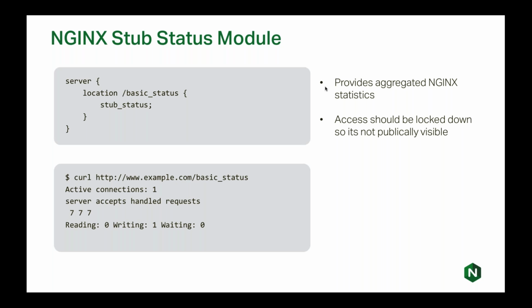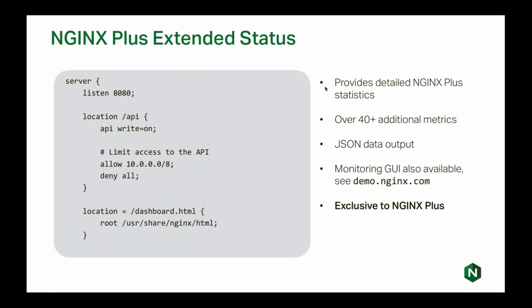NGINX open source will give you about 7 metrics that you can monitor. With NGINX Plus, we have over 40 additional metrics. That's something that we do make exclusive to NGINX Plus, is the additional monitoring. And so with NGINX Plus, you get detailed outputs such as number of 404 errors, number of 500 errors, requests per second, connections per second, number of total requests. So a lot of different metrics are available within NGINX Plus.